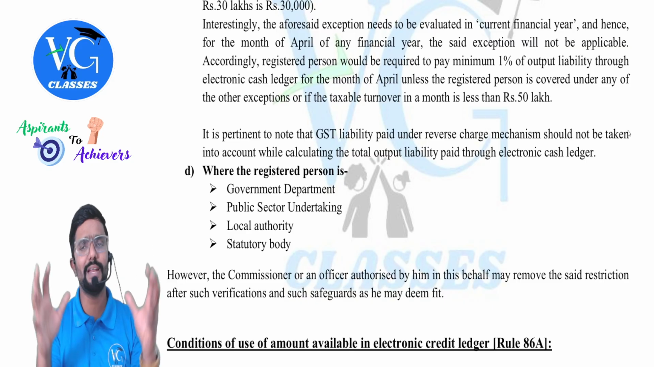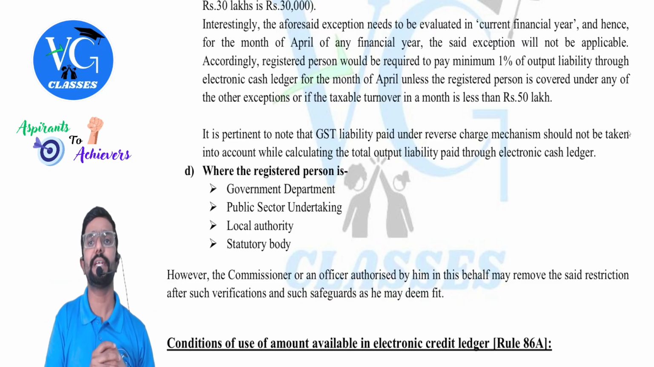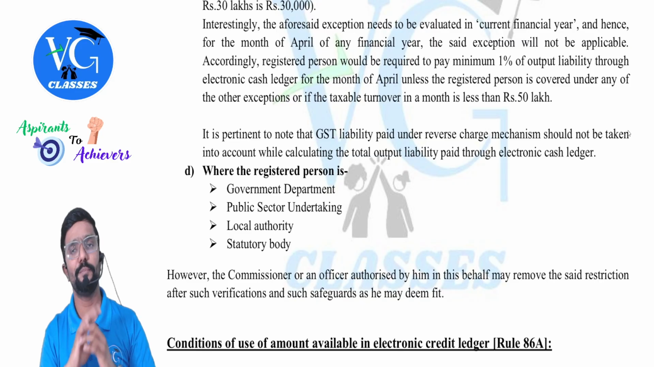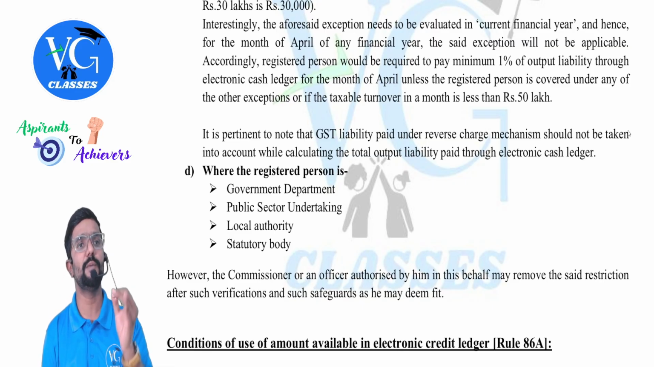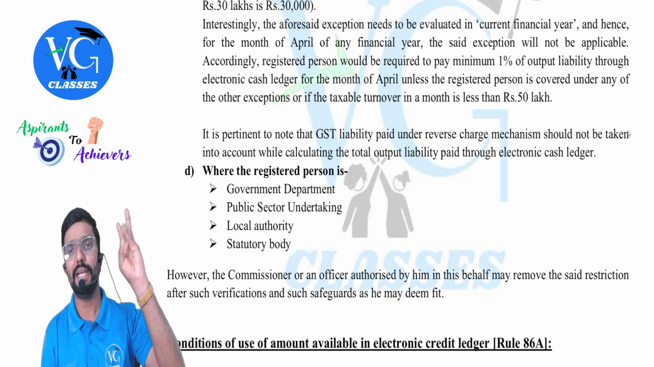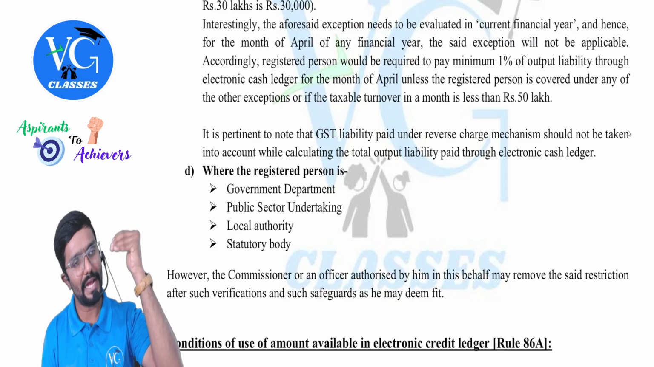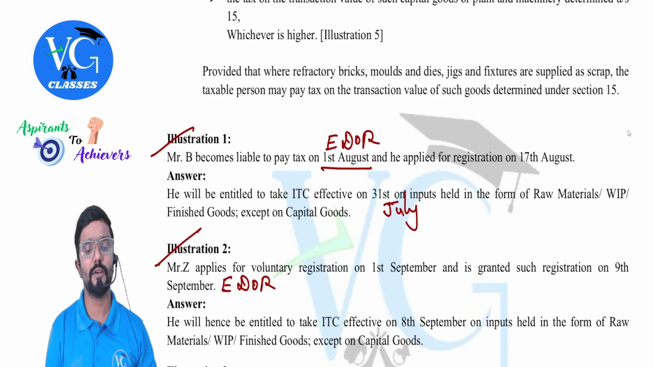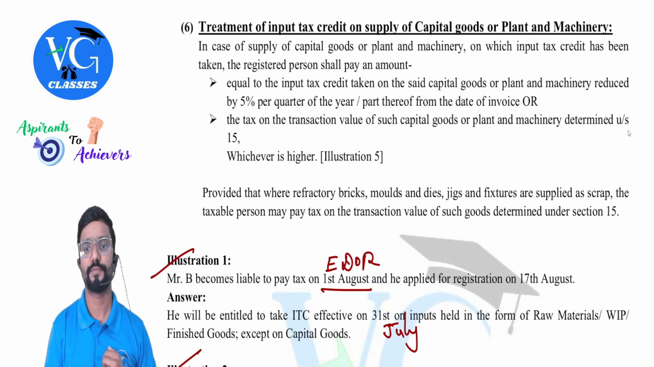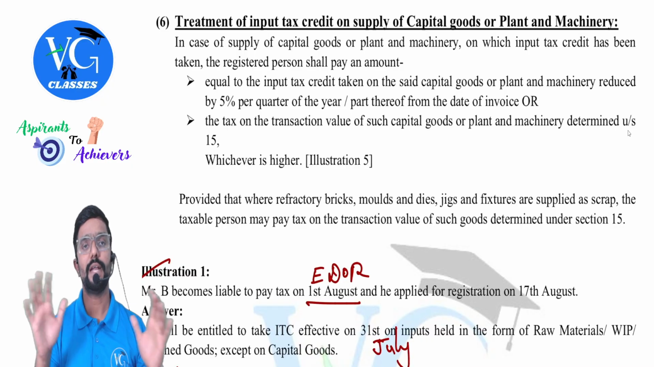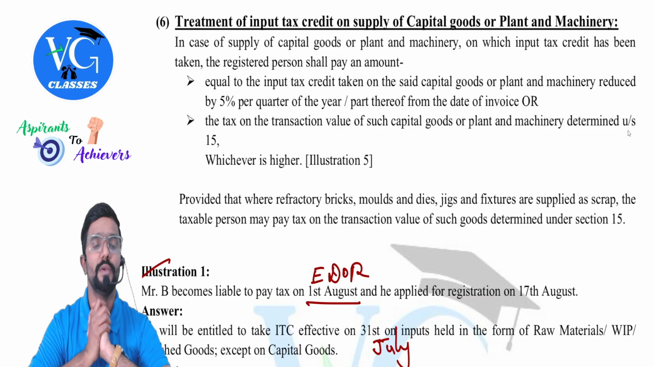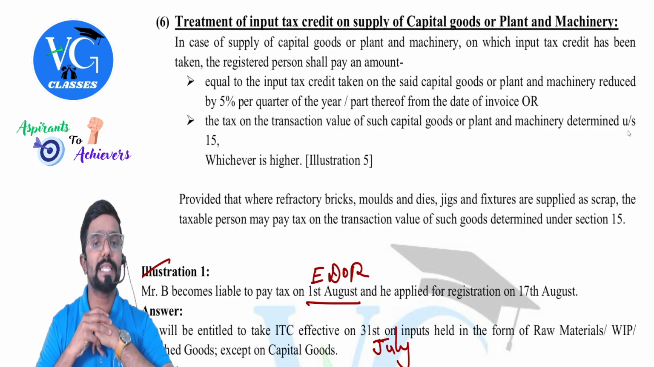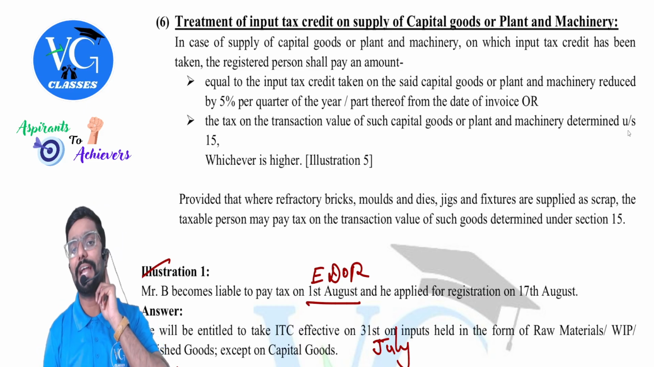Let us go back. And whatever I explained now, again I will be covering it, guys, in the payment chapter. In the payment chapter, we will learn in detail about these three ledgers: liability, credit and cash. There again I will take up this topic. Now come to subsection 6. Subsection 6 of which section? 18. We have done till subsection 5, the last subsection. Treatment of input tax credit on supply of capital goods or plant and machinery.